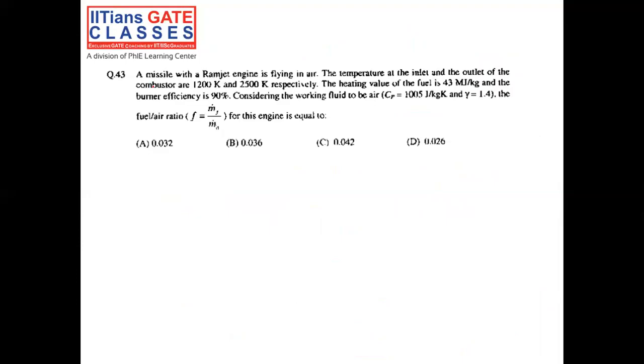Next question. A missile with Ramjet engine is flying in air, and the temperature at the inlet and outlet of the combustor is given. The heating value of the fuel is this, and the burner efficiency is 90%. So considering the fluid to be air, the fuel to air ratio of this engine we have to find out. So basically you have to find out F is how much.